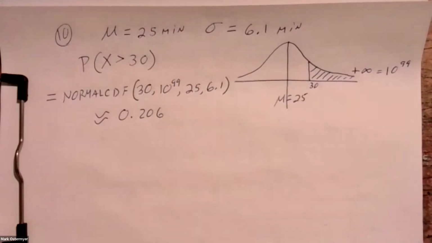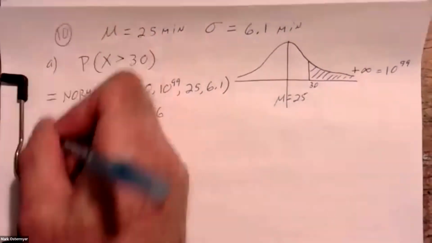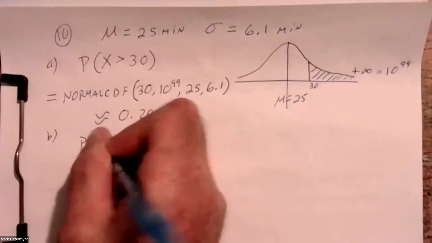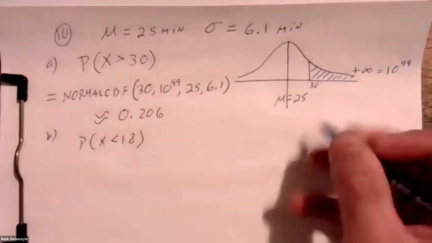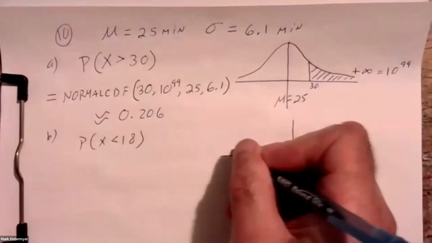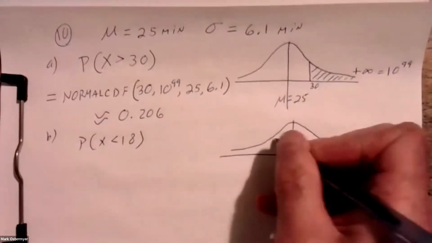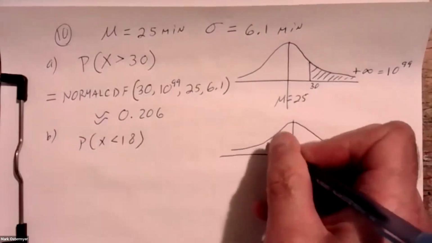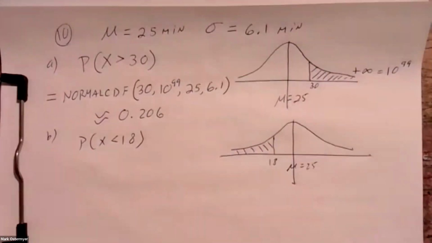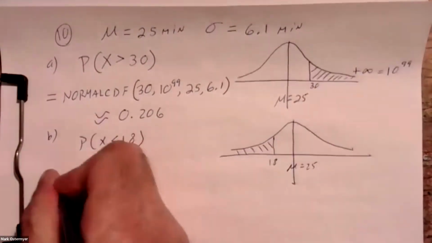The next part of this question, they want to know what is the probability that a randomly selected commuter commutes less than 18 minutes. This is part A. Part B is going to be this probability: the probability X is less than 18 minutes. Diagrammatically speaking, that is going to be this area underneath this normal distribution curve. 18 will be about down here. And so we're really finding this lower tail area.